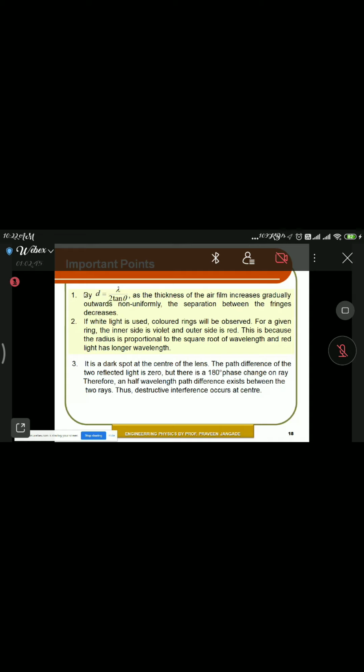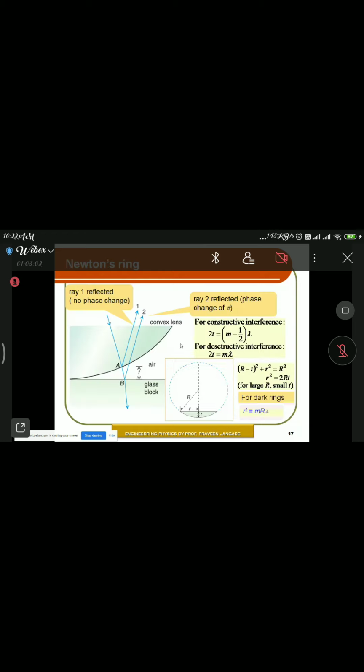So theta is changing progressively. In the previous case, if you think about a wedge-shaped airframe, the theta remains constant, so therefore it appears to be equidistant fringes. But here the theta is progressively changing. You can see the diagram. So it is an arc, a curved structure.